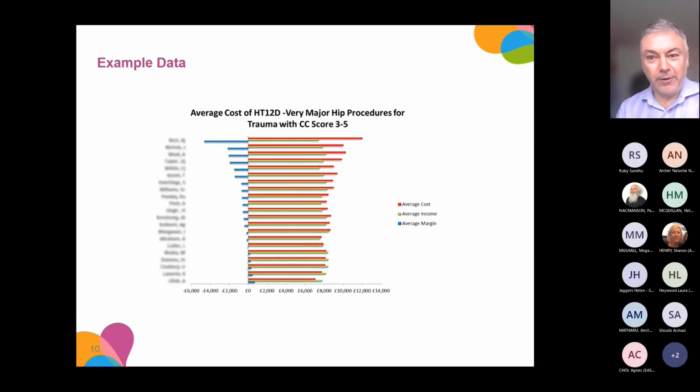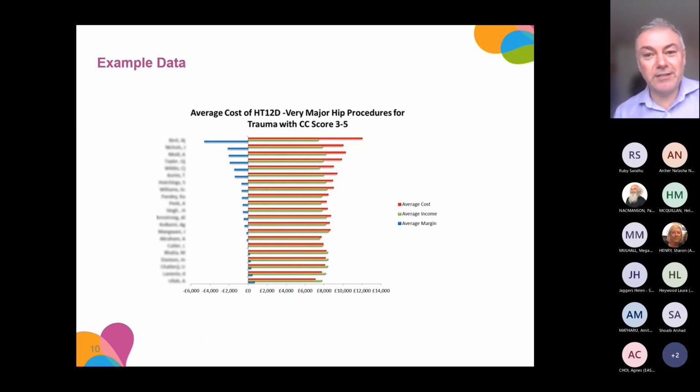Some more example data showing average cost, average income, and average margin by consultant for a particular HRG. So this is like drilling right into a particular procedure and looking at average cost by consultant, and then we can go, well, why do some consultants seem to have a higher average cost than others when these have all got the same complication score? So it's not like you could say, oh well, Mr. X only does the complex stuff. These are all similar scored patients because they've gone through the algorithm, and the algorithm says that they've got a complication score of 3 to 5.